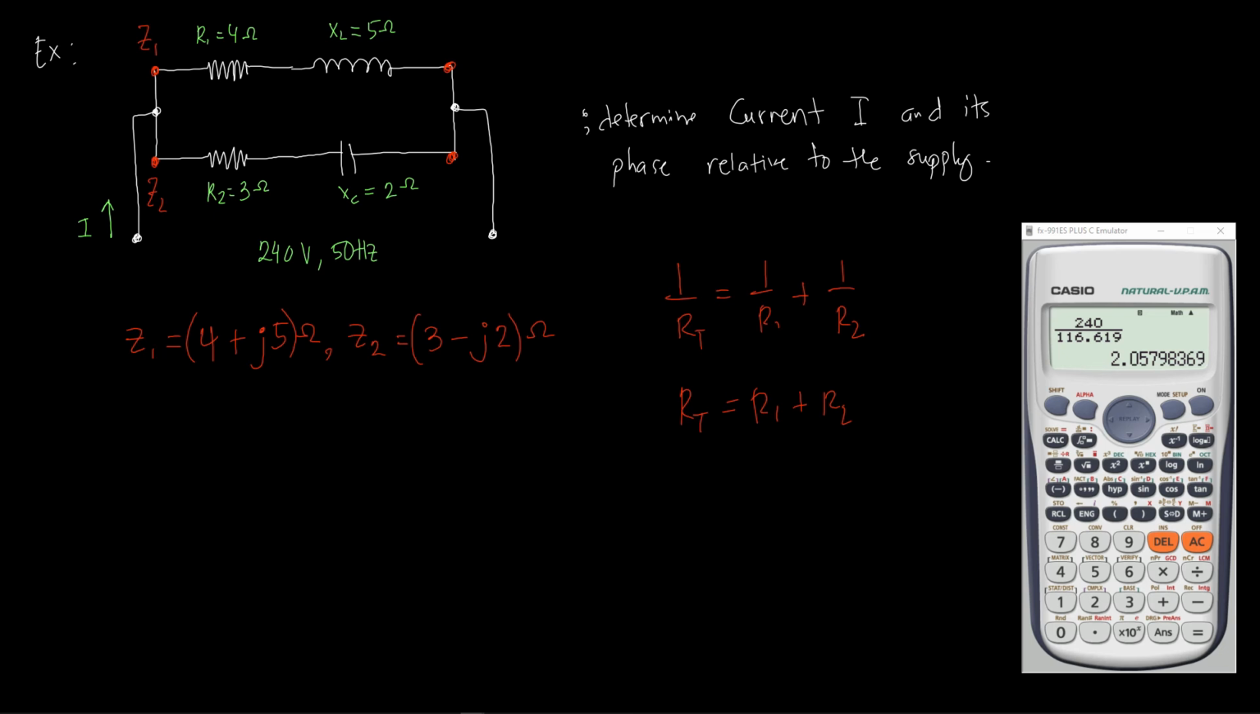Don't forget that, since it is basic for parallel and series. So we have impedances here, so 1 over Z total is equal to 1 over Z1 plus 1 over Z2. Now 1 over the impedance is what we call the inverse of the impedance.